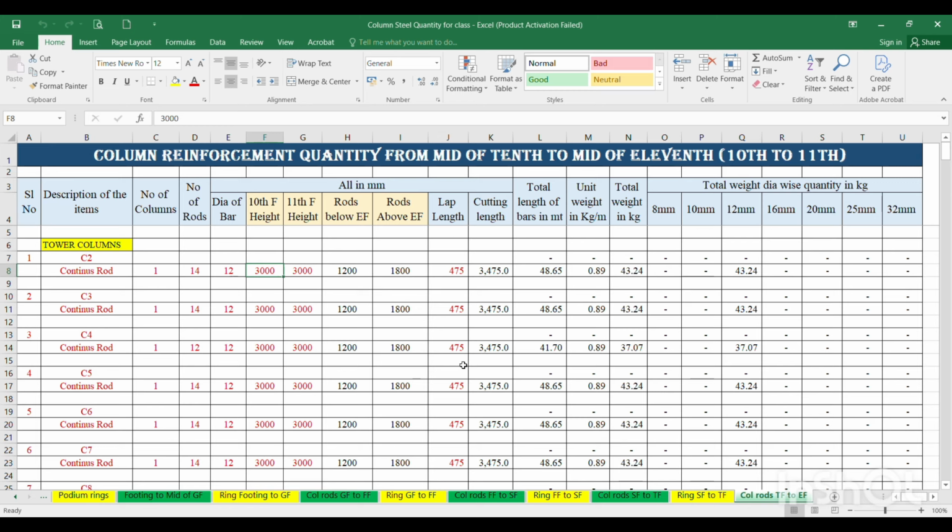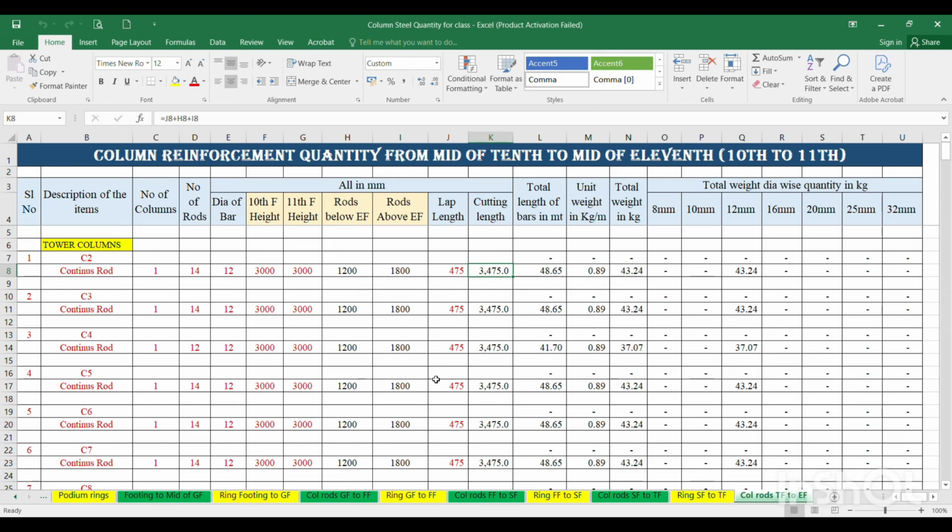The 10th floor height is 3 meter and the 11th floor height is 3 meter. The rod below the 11th floor is 0.4 times, and the rod above the 11th floor is 0.6 times the height. The lap length is 475 as per M25 grade concrete, which I explained in the tabular column. Then the cutting length, total length, unit weight, total weight, everything will be calculated, and the dia-wise bifurcation will also be calculated.